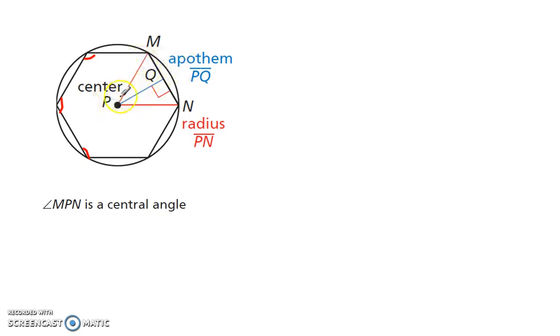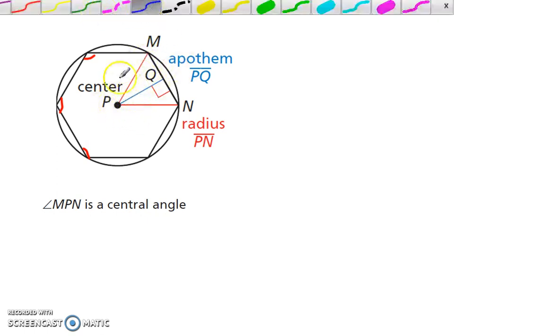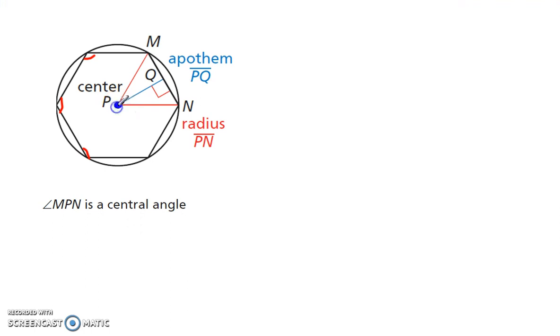Alright. In that, we call the distance from the center to the side, now remember, that has to be at a right angle because the distance from a point to a line has to be perpendicular. That's called the apothem. So PQ is called the apothem. We usually use the letter A for that. Okay, and then PN is the radius of the circle in which this regular polygon is inscribed. And so MPN is the central angle.